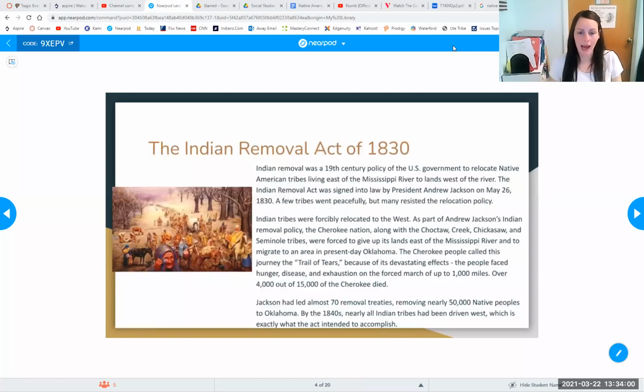Okay, so the question I want to ask is, what did this Indian Removal Act basically do? It basically kicked out the natives, I guess. Yes, relocated them to a different place. Yes, it did.